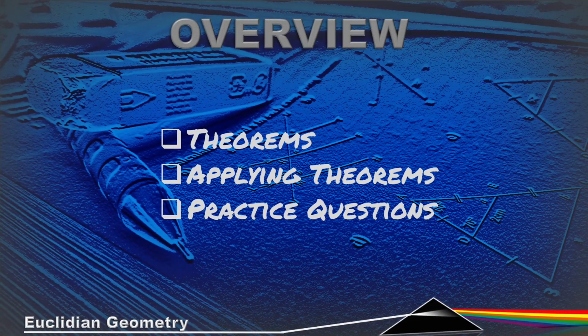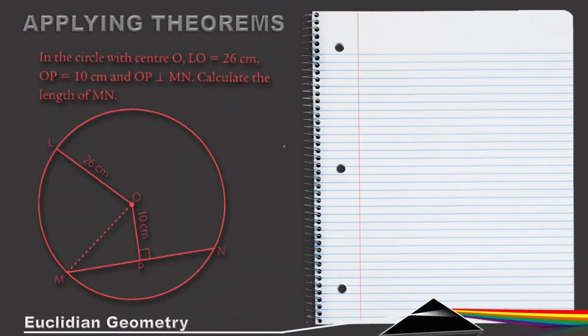Okay, so this was the theorems. Now let's look at applying the theorems. Okay, so for the first one, it says that in the circle with center O, LO is 26 centimeters, OP is 10 centimeters, and OP is perpendicular to MN. Calculate the length of MN.